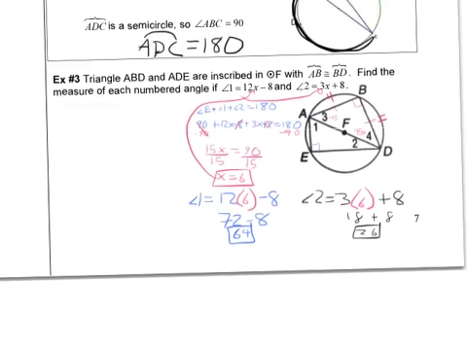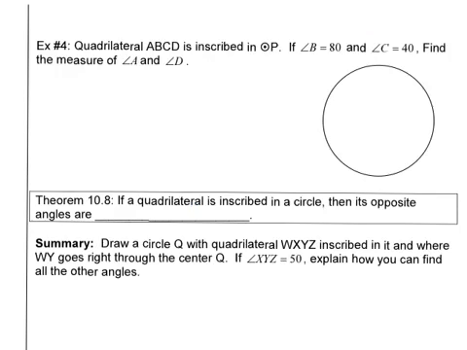All right, let's go on to the last page. Okay, last example here. It says, example number 4, quadrilateral ABCD is inscribed in circle P. So this circle over here is going to be our circle P. And it says angle B is 80, angle C is 40, find the measure of A and D.